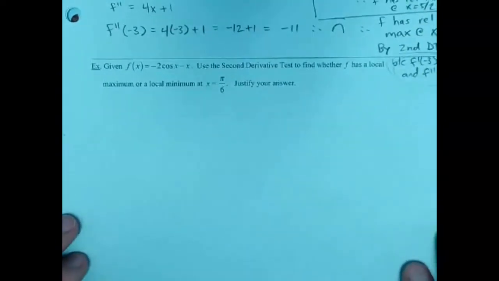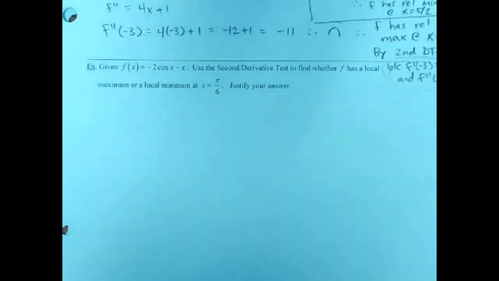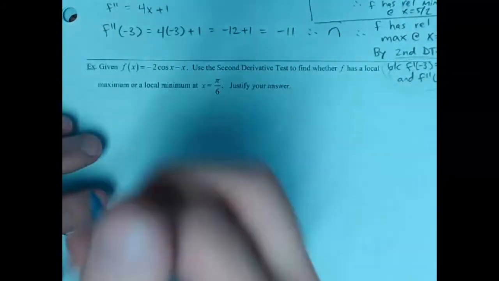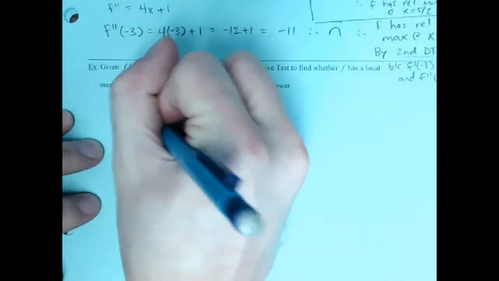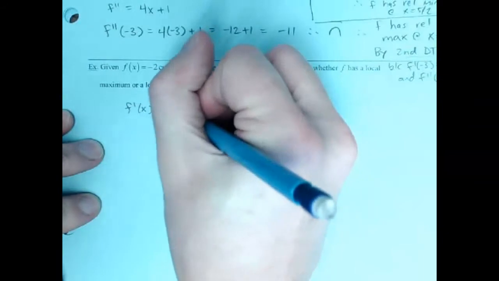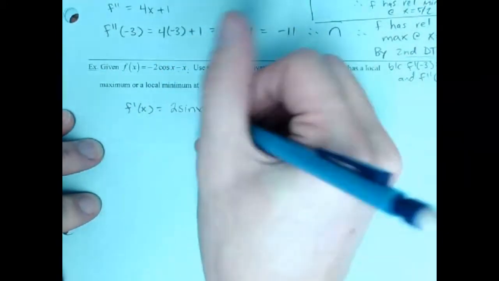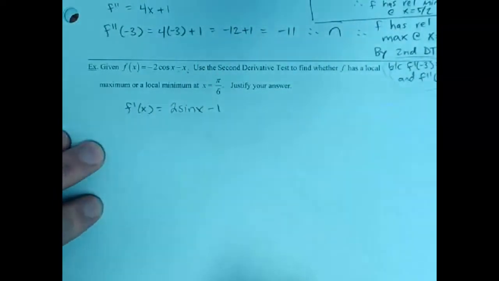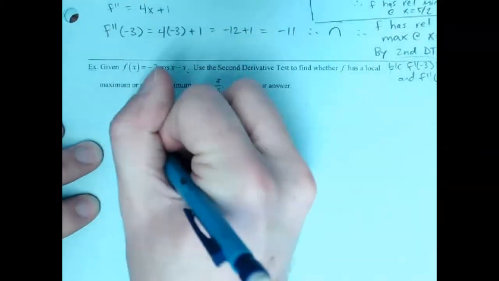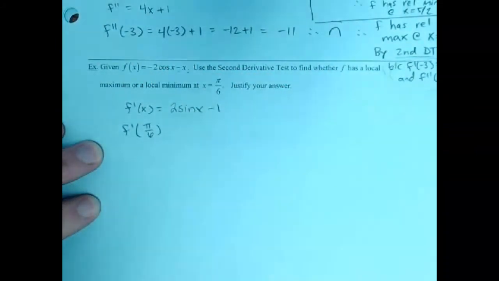Given this function, use the second derivative test to figure out whether we have a max or min at pi over 6. Okay, very good. First thing is let's go take the first derivative. The derivative of a negative 2 cosine would be a positive 2 sine. And the derivative of negative x would be negative 1. Then I'm going to take this value and test it, and I need the first derivative to be 0.